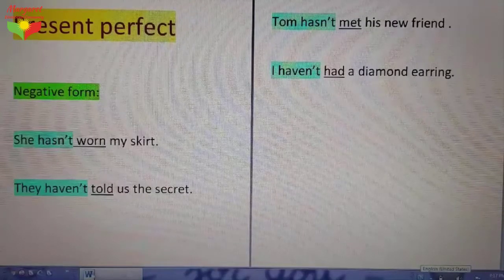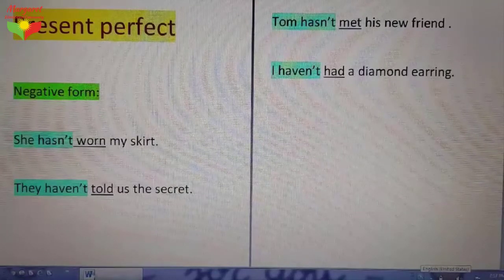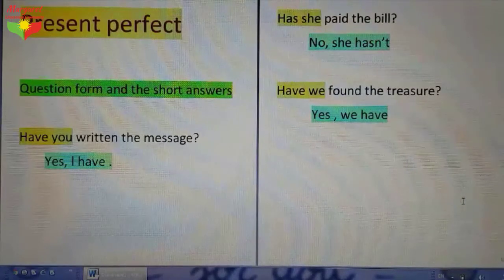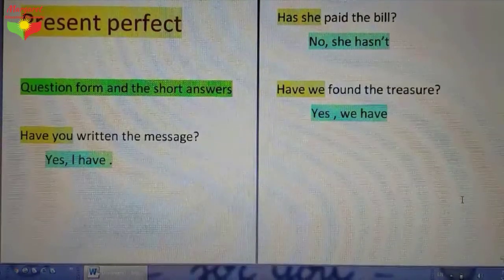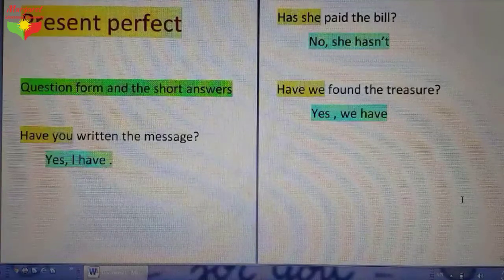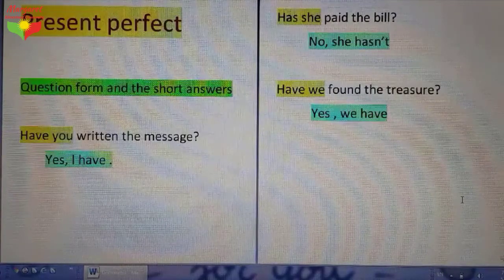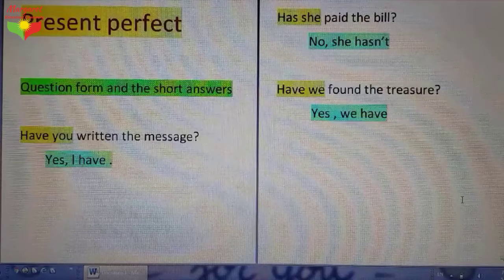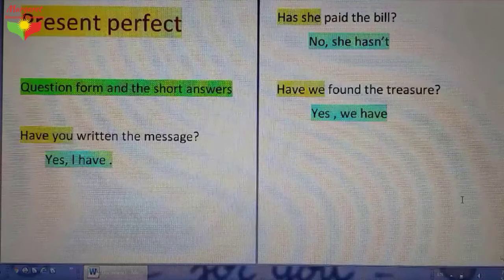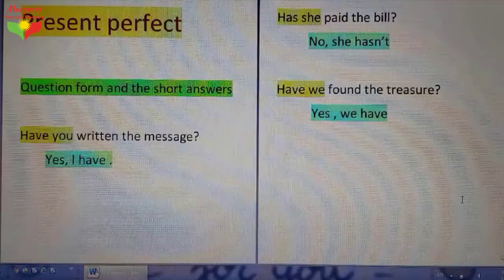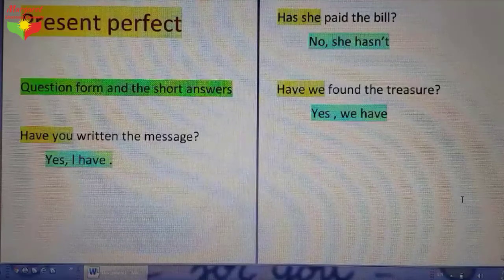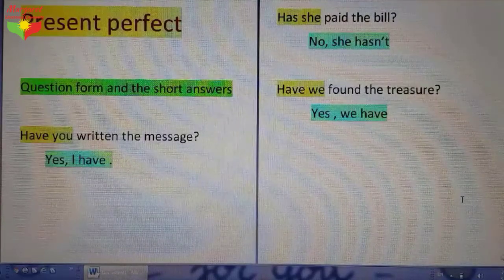is about present perfect question forms and the short answers. Pay attention about this slide. It is about present perfect question form and the short answers. So we learned about affirmative form and negative form, and it is time to learn about question form and the short answers. As I told you previously, when we change an affirmative sentence to a question sentence, you have to play with the positions of the subject and the auxiliary verbs, okay?